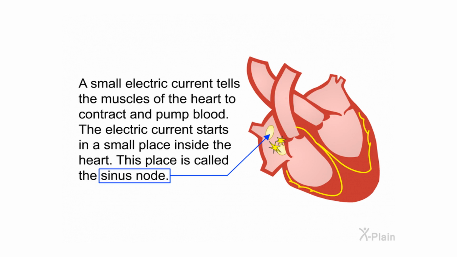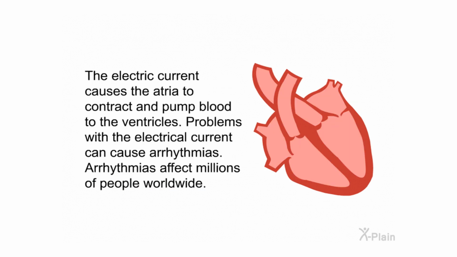A small electric current tells the muscles of the heart to contract and pump blood. The electric current starts in a small place inside the heart. This place is called the sinus node. The electric current causes the atria to contract and pump blood to the ventricles. Problems with the electrical current can cause arrhythmias. Arrhythmias affect millions of people worldwide.